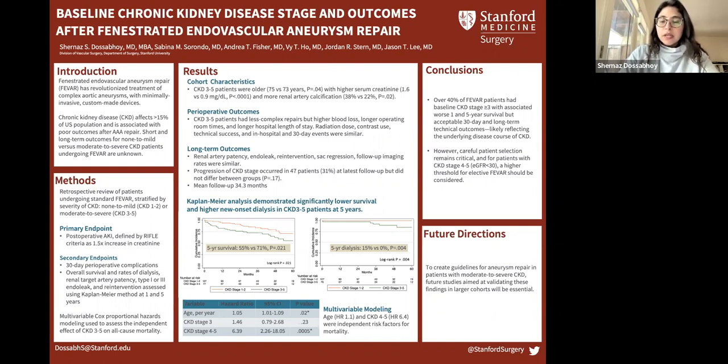For future directions, in order to create guidelines for aneurysm repair in patients with moderate to severe CKD, future studies aimed at validating these findings in larger cohorts will be essential.